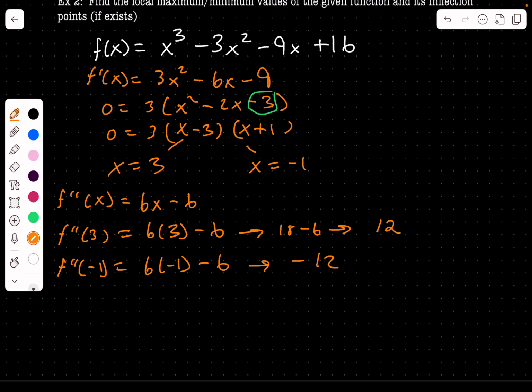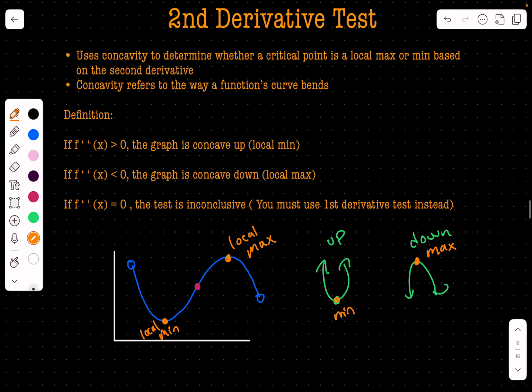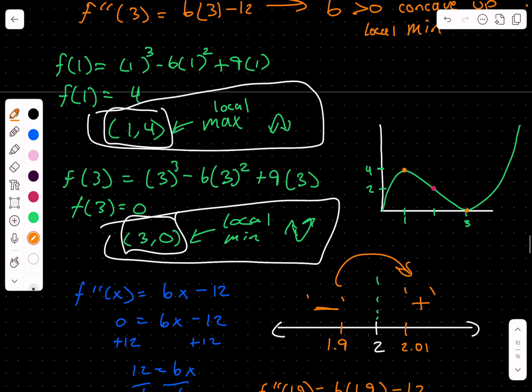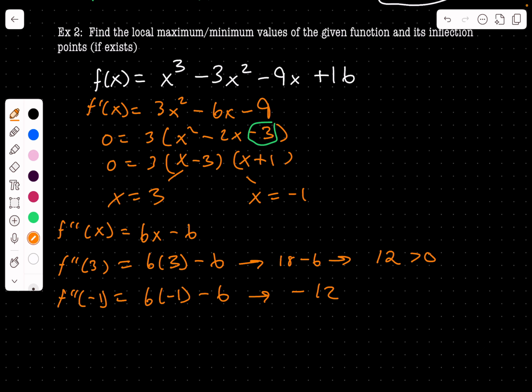If we look back upon our definition, it states the following. If f double prime of x is greater than 0, the graph is concave up, which is your min. Let's see. Is it greater than 0? Yes, that's going to be concave up, aka our local min. Now this is less than 0. We're going to have concave down, aka our local max. We have now used the second derivative test to identify our min and max.